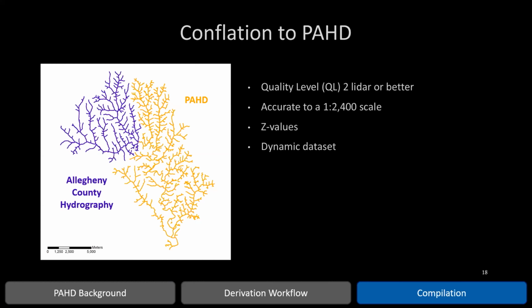And again, the things that I'm checking to look at a potential conflation product are whether these geometries are accurate to quality level 2 or better LiDAR at a 1 to 2400 scale, whether they have Z values, and if they do not have Z or elevation values, I need to assign them elevation values. And again, this needs to be a dynamic data set that is regularly updated. And all of these aspects of conflation can be addressed with intermediate products that I described in my workflow.